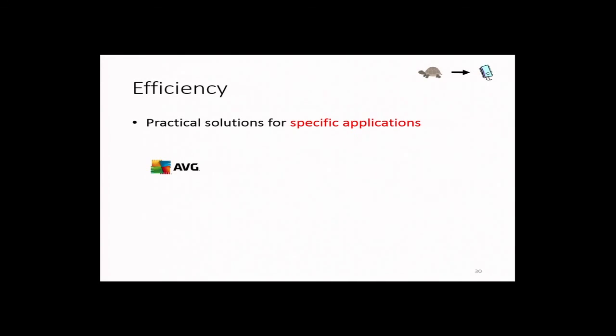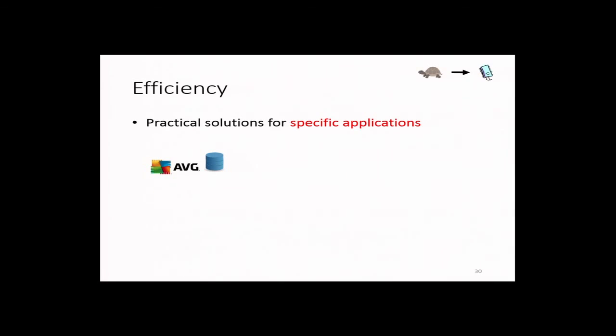Okay? So let me give you some examples of functions which might be much easier to obfuscate than all programs, and where more efficient solutions might be plausible. Think about AVG. It's an antivirus software. It's a free one that comes online. Now, how it works is it has a database of virus definitions.